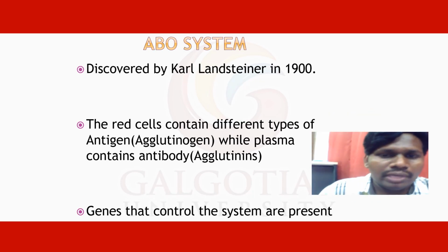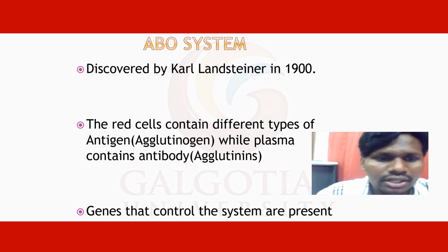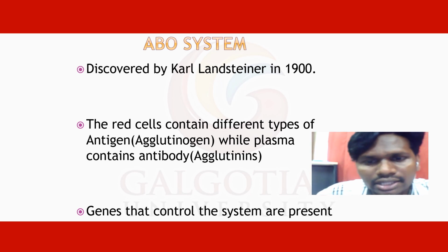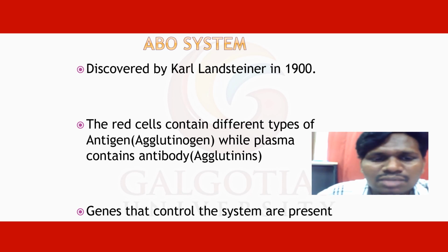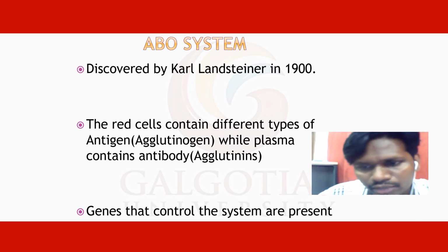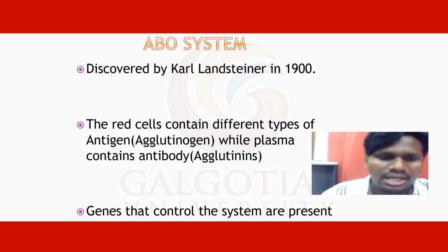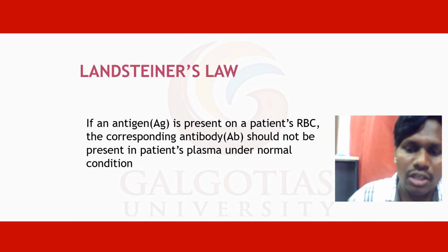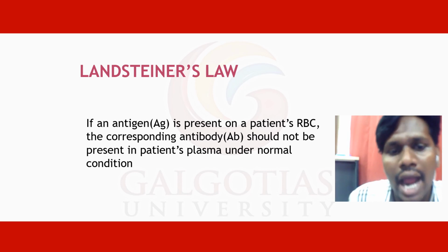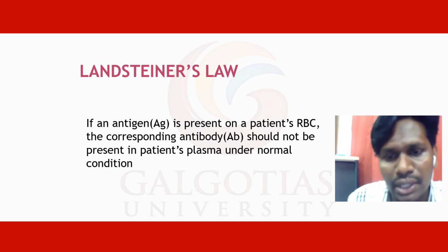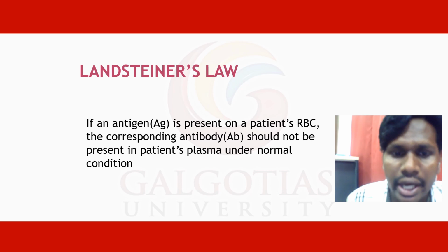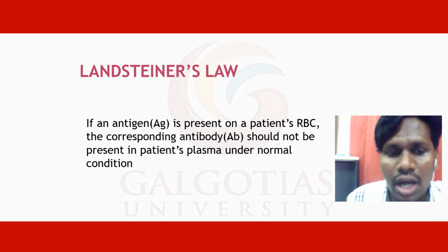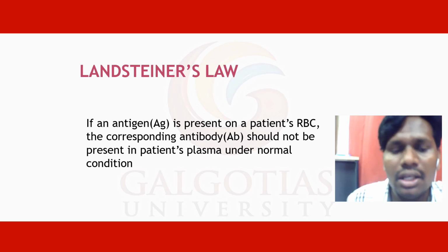It was discovered by Karl Landsteiner in the 19th century. Red blood cells contain different types of antigen, that is the agglutinogens, while the plasma contains the antibodies, which we can call agglutinins. Genes control the system. Karl Landsteiner stated that if an antigen is present on the patient's RBC, the corresponding antibody should not be present in the patient's plasma under normal conditions.